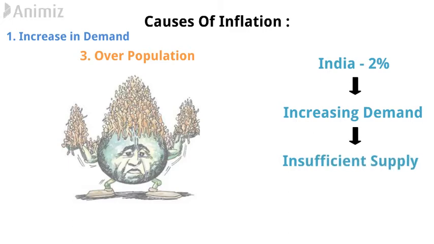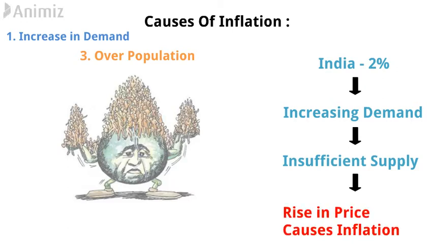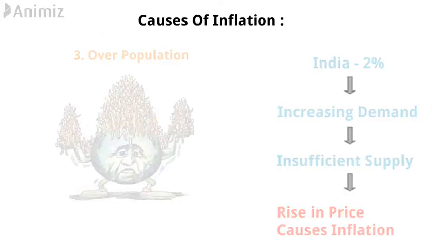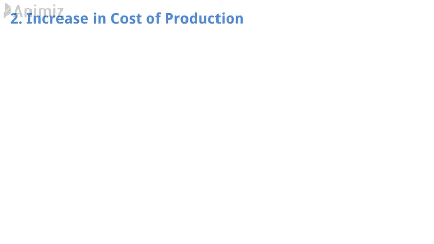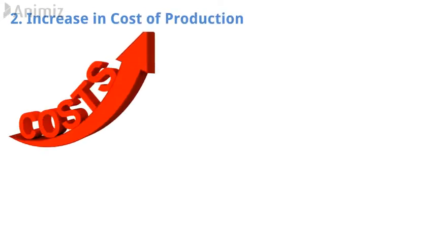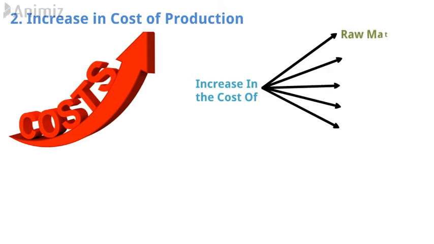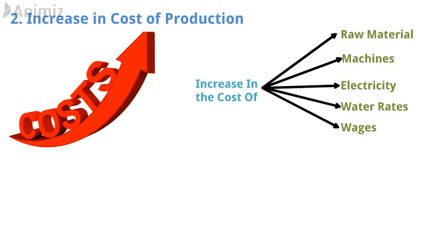So the imbalance between demand and supply will definitely increase the price, and such increase in price causes inflation. The second main reason for inflation is increase in the cost of production. Whenever there is an increase in the cost of production, like cost of raw materials, machines, electricity, water rate, wages rate, then such increase will definitely increase the price of the product, and it will lead to inflation.